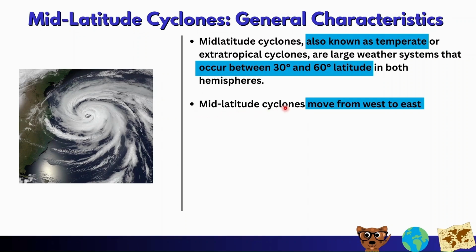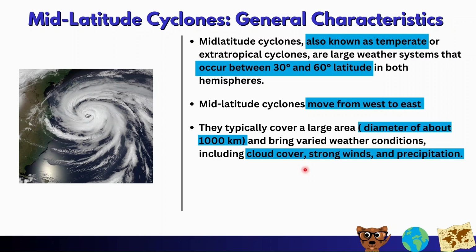Now mid-latitude cyclones move from west to east, right? That is known as eastwards or in an easterly direction. So if you are asked in which direction mid-latitude cyclones will move, then your answer should be from west to east.